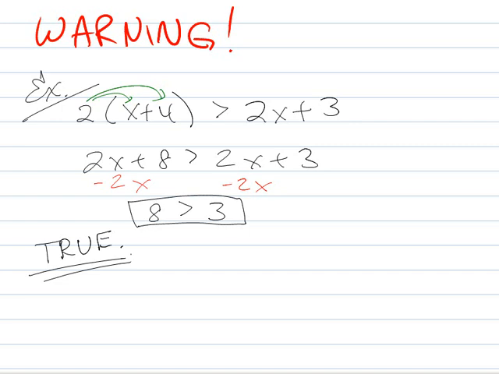Yes. If x is negative 5, 8 is still greater than 3, right? So it doesn't matter what x is. This will always be true. That means that our solution is all real numbers. Remember the way we write that in interval notation, from negative infinity to infinity. Okay? So when you see this kind of thing, don't assume that you did something wrong. If it's a true statement, that means that your solution is all real numbers.